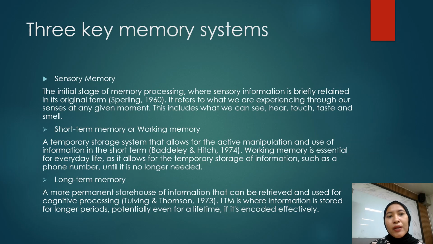So next is about the three key memory systems in memory processing. The first one is sensory memory. Sensory memory is the initial stage of memory processing, where sensory information is briefly retained in its original form. So it refers to what we are experiencing through our senses at any given moment. This includes what we can see, what we can hear, touch, taste, or smell. So this is the first step of memory processing, when we receive new information from our senses. For example, when we see something, hear something, touch something, and so on.